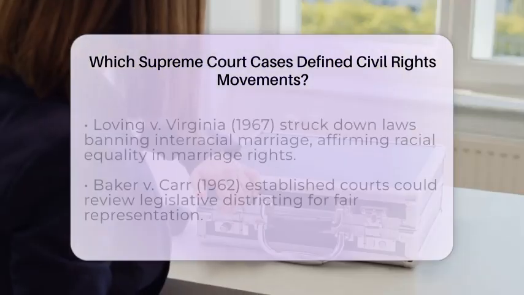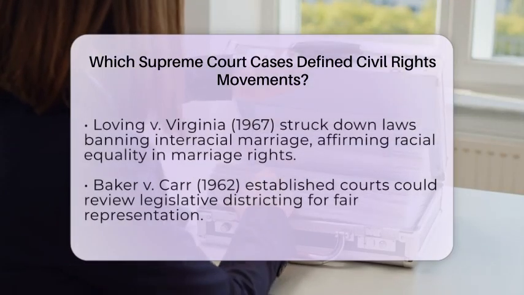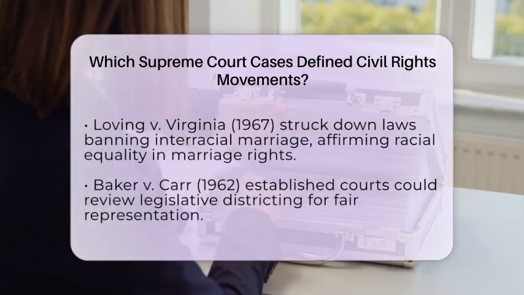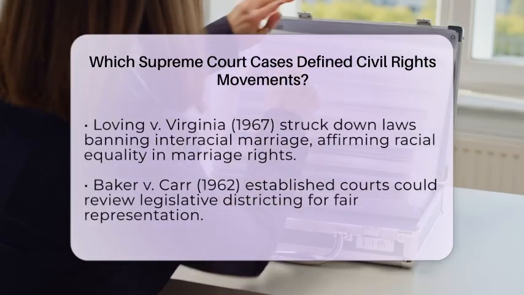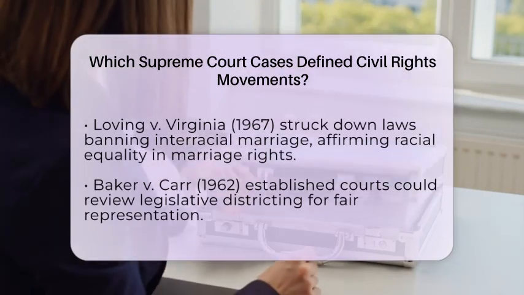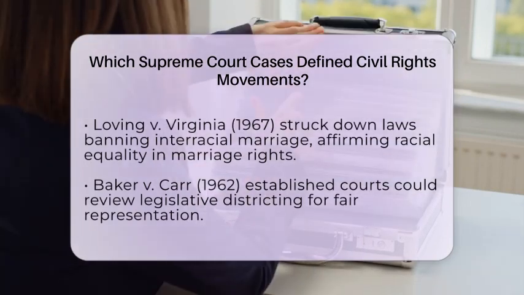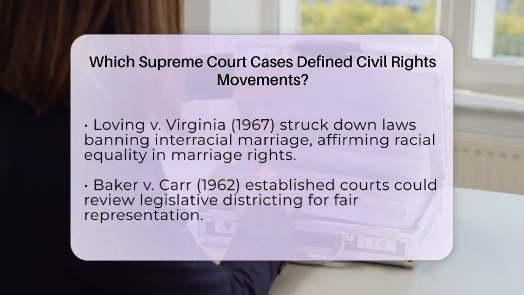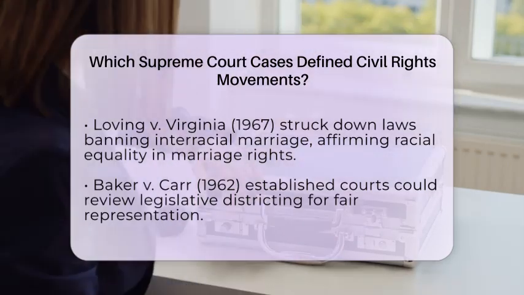That same year, Hernandez v. Texas recognized Mexican Americans as a protected racial group. The court said they could not be excluded from juries or legal protections, ensuring they had equal rights under the 14th Amendment. This case showed that civil rights protections extend beyond just black and white Americans.